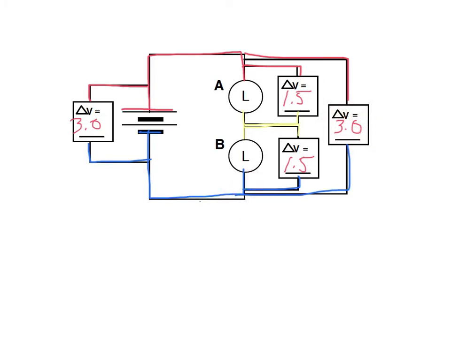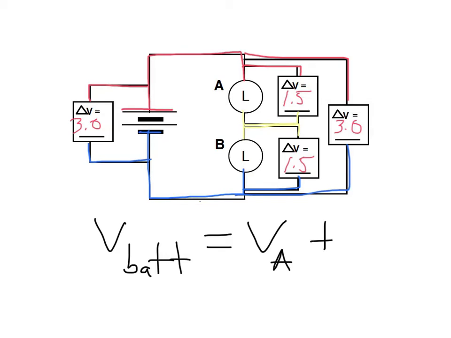So I can see that the voltage of the battery, which in this case was 3.0, is equal to the voltage across the first long bulb plus the voltage across the second long bulb added together.